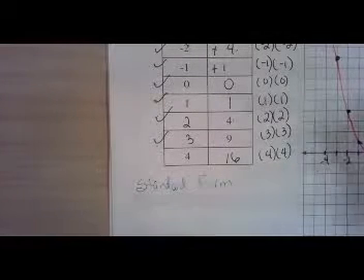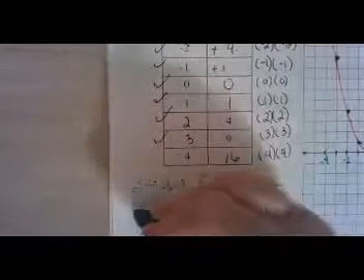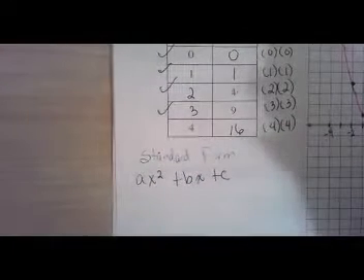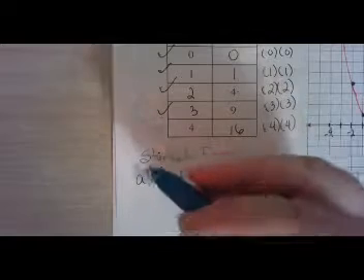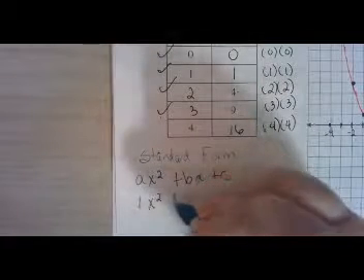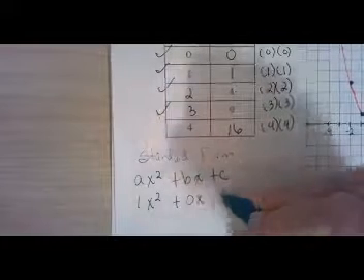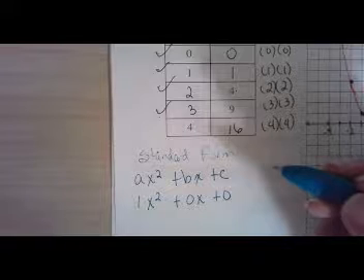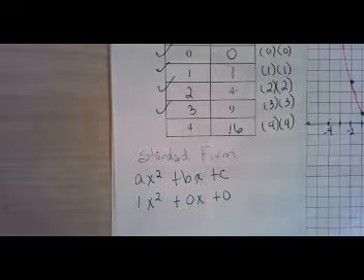So we're going to have a coefficient of a that is associated with the x squared term, plus a coefficient b associated with the first power term, and then the constant c. That is your standard form. Okay, and then in this case, we have 1x squared plus 0x's plus 0. So it could be written as standard form in that way.